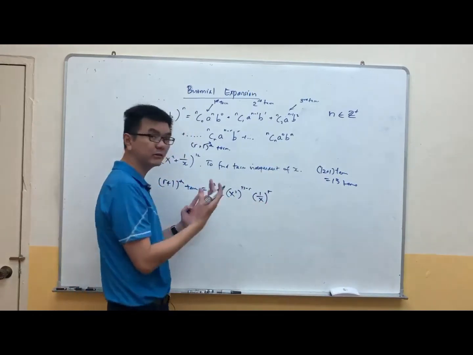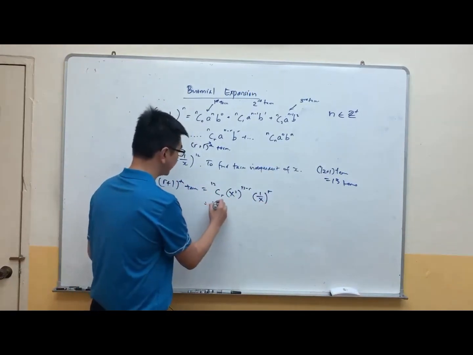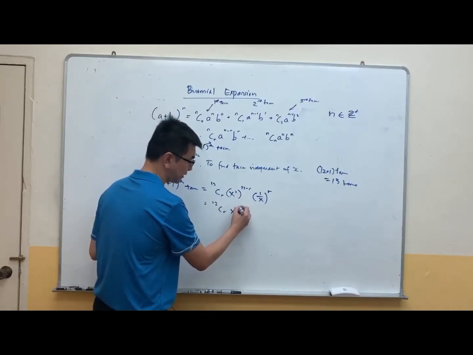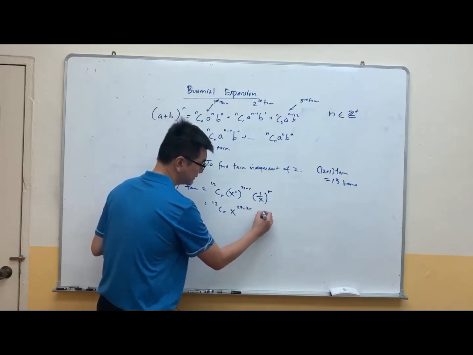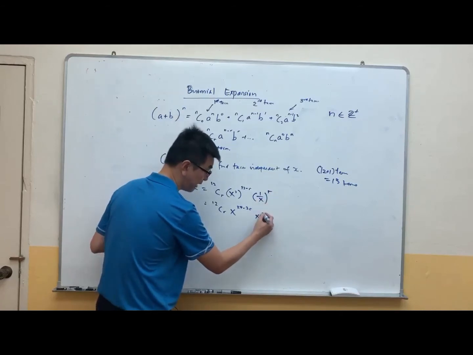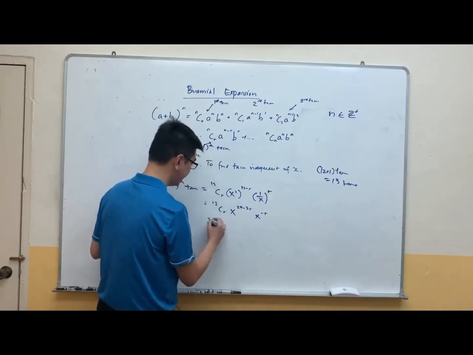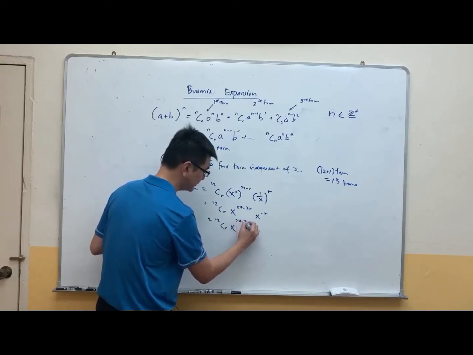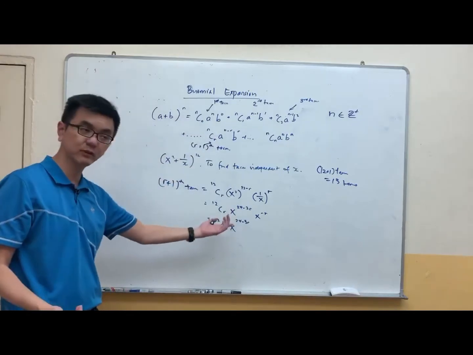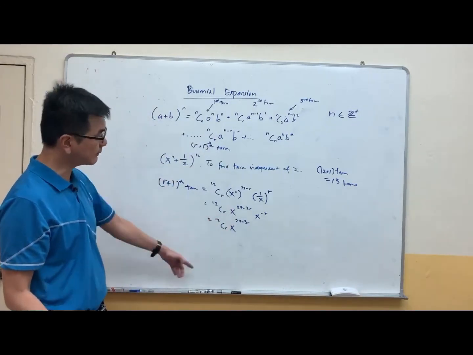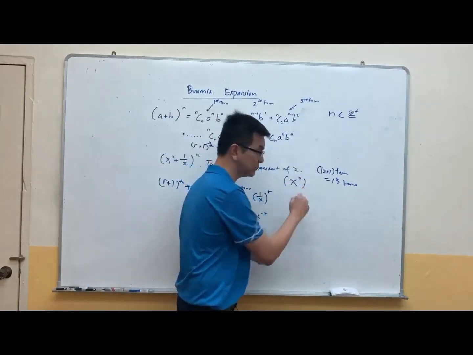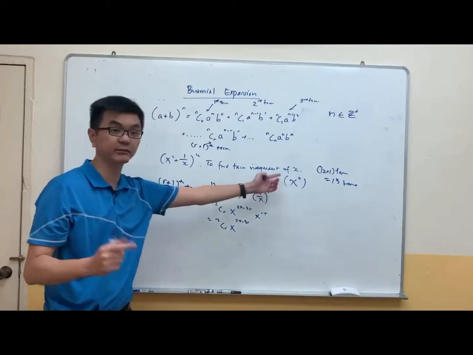So I'm going to make use of the laws of indices. I have 12Cr times x to the power of 24 minus 2r, as I multiply the powers, times x to the power of minus 1 to the power of r, which is minus r. Combining them further, I get x to the power of 24 minus 3r. Since I'm looking for a term independent of x, this term has power 0, a constant. x to the power of 0 is exactly 1.